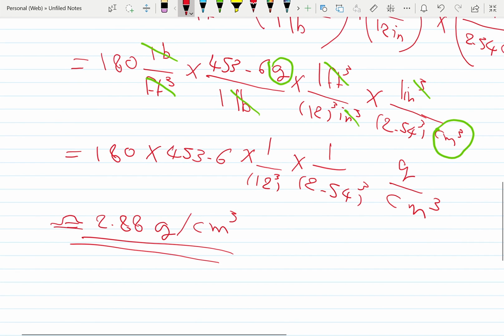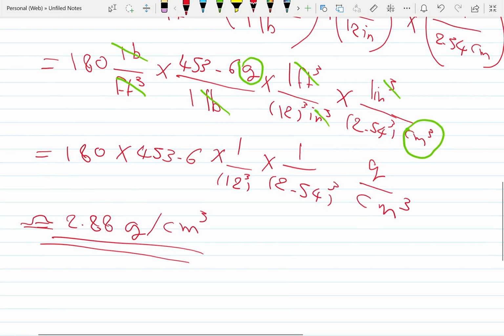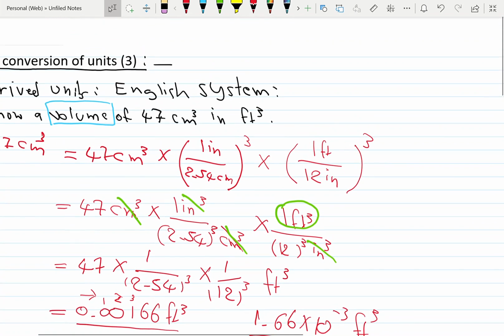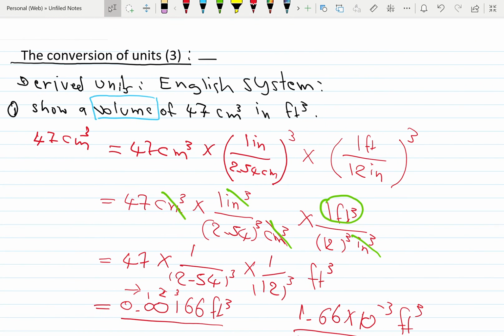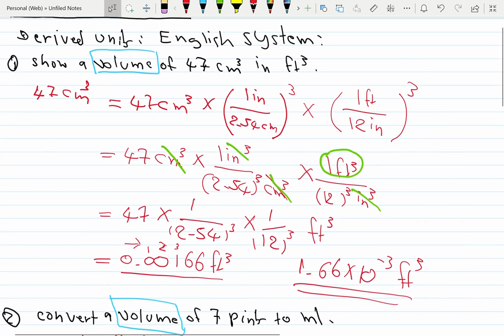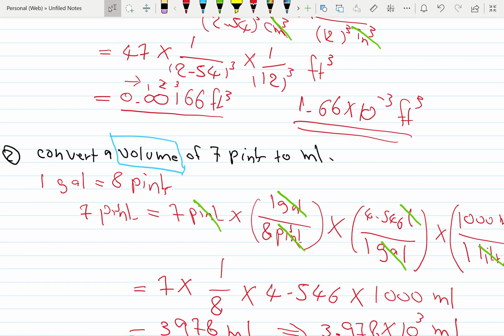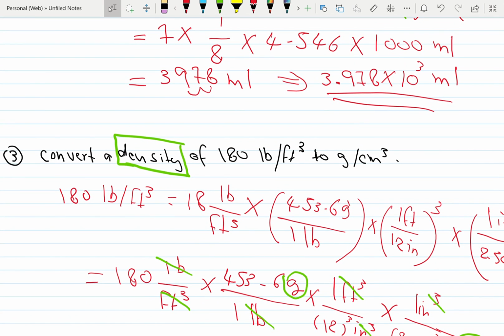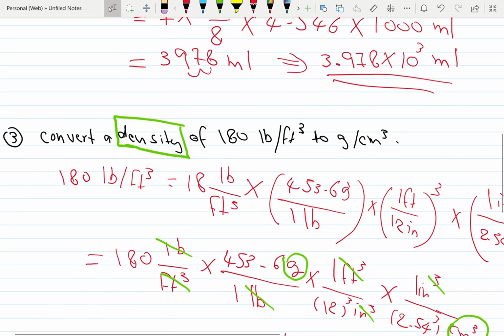Okay, so what we did in these examples, we showed we are still in the English system units. So this is the volume and density from the derived units, not from the main ones we mentioned in the first video, and it is still the English system. So we showed the conversion of volume from centimeter cube to foot cube, and we showed also the volume conversion from pint to milliliter, and also the density from pound per foot cube to gram per centimeter cubed.